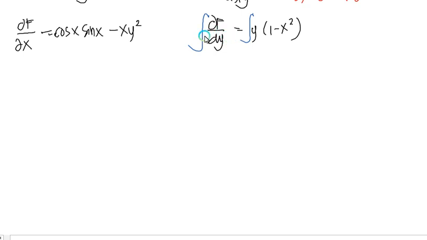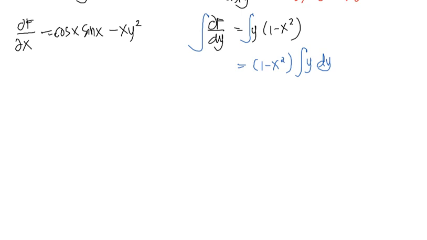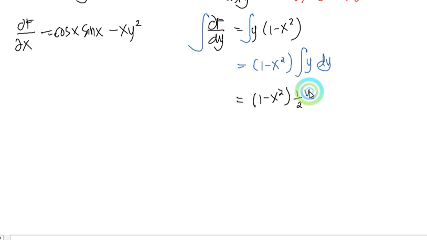So since we integrate only in terms of y, the expression with x is constant. That means I will take out the 1 minus x squared and integrate only in terms of y. So we add dy because we integrate. So we have our equation equal to, copying the constant 1 minus x squared, the integral of y is 1 half y squared.